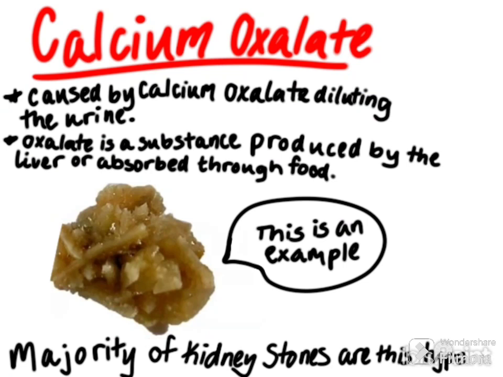Calcium oxalate stones. They are caused by calcium oxalate diluting the urine. Oxalate is a substance produced by the liver or absorbed through food. Majority of kidney stones are calcium oxalate. An example has been listed below. With these stones, you will eat less oxalates.